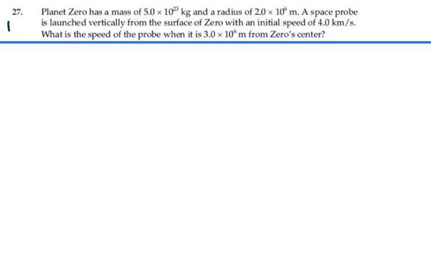Here's problem 1327. Planet 0 has a mass of 5 times 10 to the 23 kilograms and a radius of 2 times 10 to the 6 meters. A space probe is launched vertically from the surface of Planet 0 with an initial speed of 4,000 meters per second. What is the speed of the probe when it is 3 times 10 to the 6 meters from Planet 0's center?